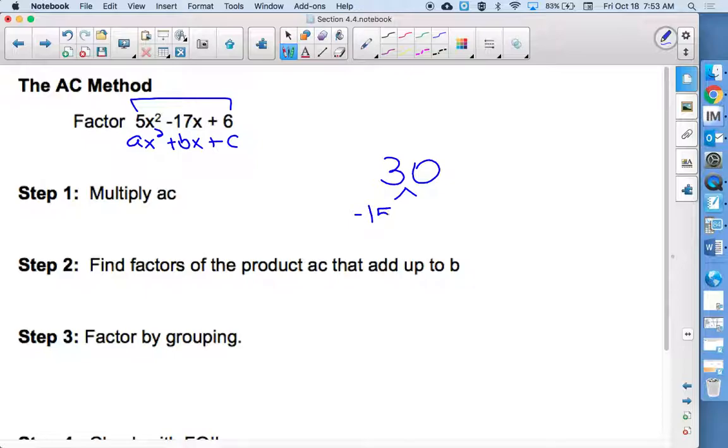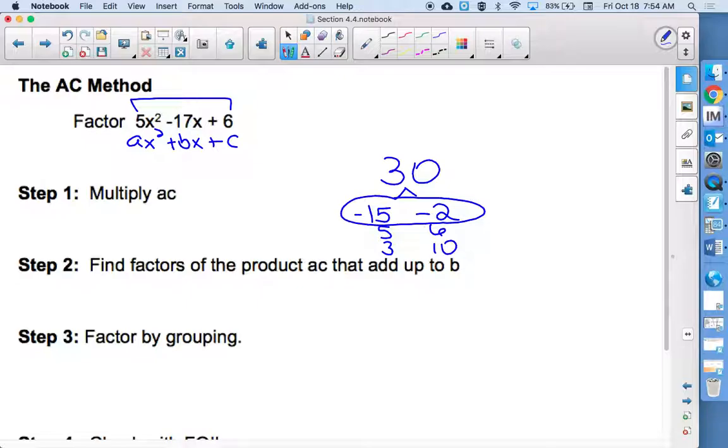So he said negative 15 and negative 2. So 5 and 6 also make 30, 3 and 10 also make 30. Those would be the factors that combine to be 30. 1 and 30 also make 30. But our goal is to add to be the middle number, which is negative 17. And negative 15 and negative 2 combine to be negative 17.